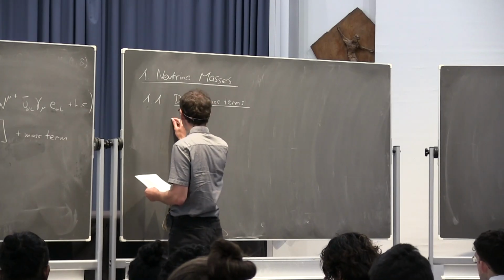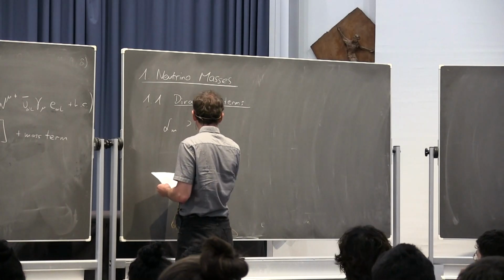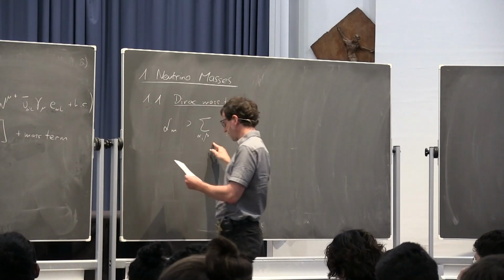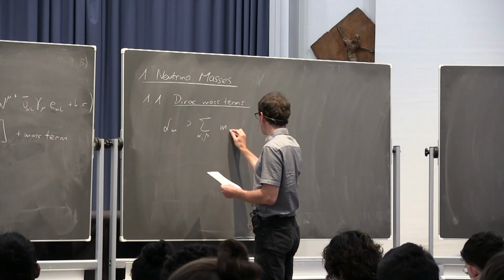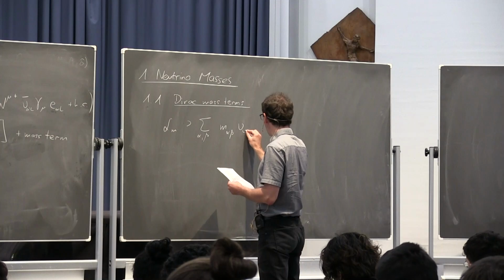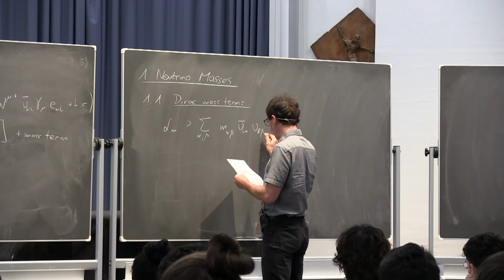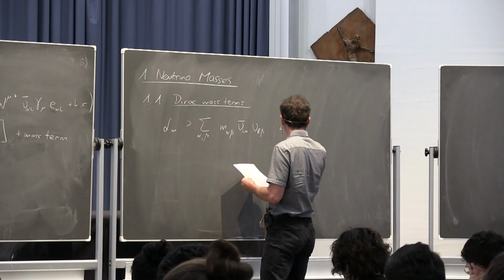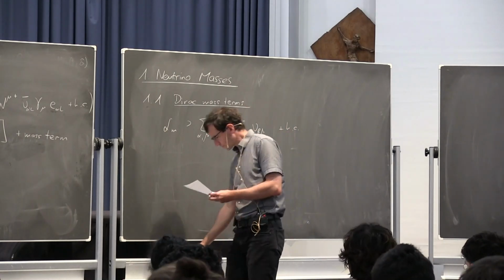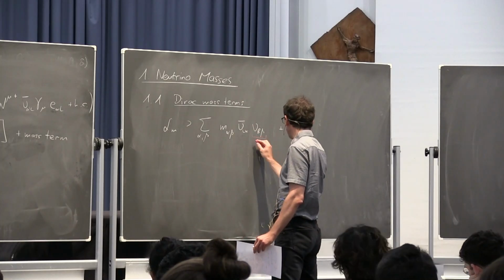So the idea is that we write down a mass term of the form sum over α and β. These are again flavor indices. Some coefficients which we call m_αβ, ν̄_Lα ν_Rβ, plus Hermitian conjugate. So what have I done here? Well, first I've introduced right-handed neutrino fields.